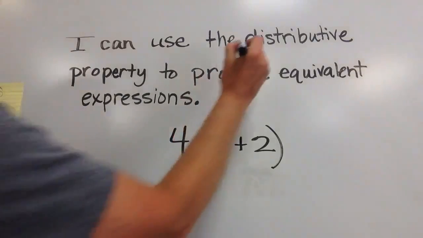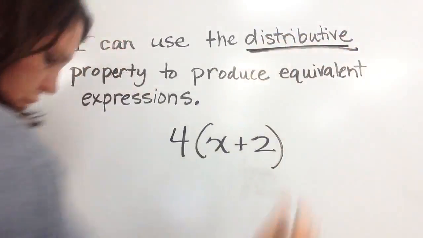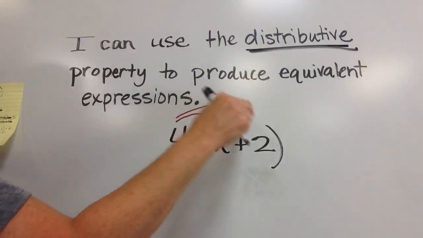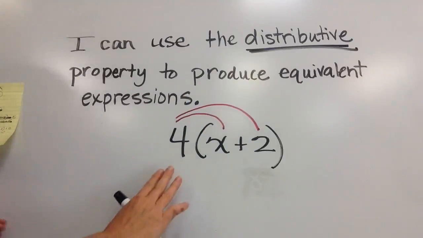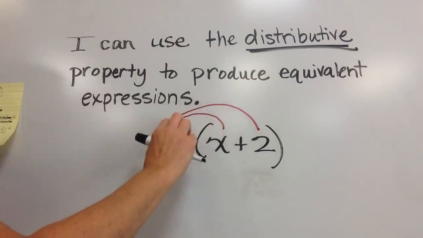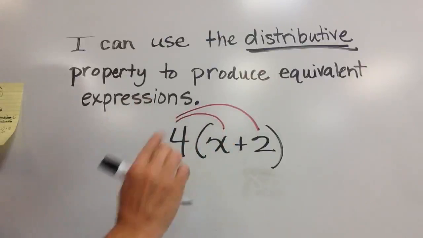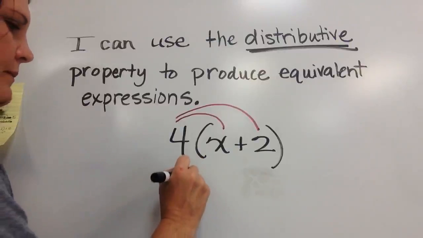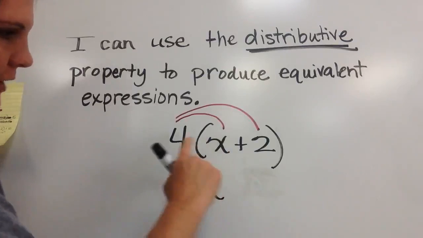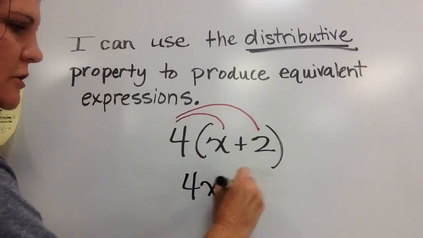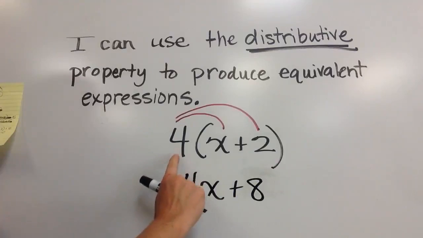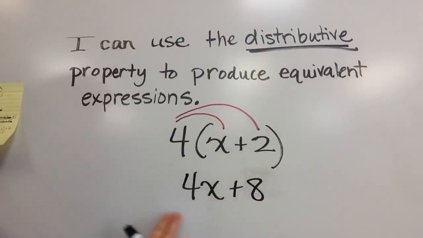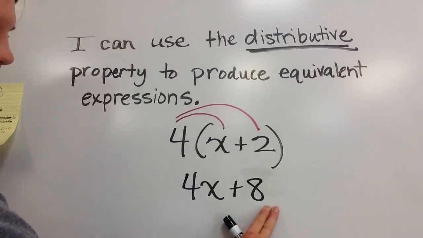So we are going to distribute, which is what you do when you use the distributive property. We're going to distribute the 4 to the x and to the 2. I highly recommend using these marks because it will keep you from making a very common mistake. When people do this problem, they forget to multiply the 4 times the 2. The correct answer here is 4 times x is 4x, and 4 times 2 is 8. So the equivalent expression here is 4x + 8.